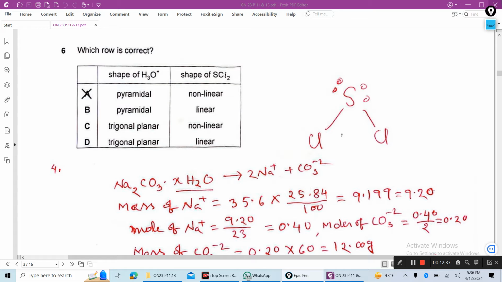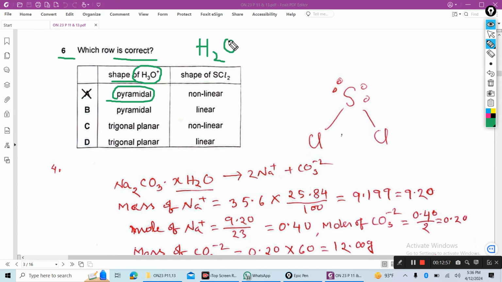Now see number 6, which row is correct? Shapes of the hydroxonium ion H3O+, this is, you know, pyramidal shape. Why? Because water H2O has two lone pairs, so when it reacts with a hydrogen ion, it gives one lone pair of electrons to H+ to form the H3O+ ion, and one lone pair is left.